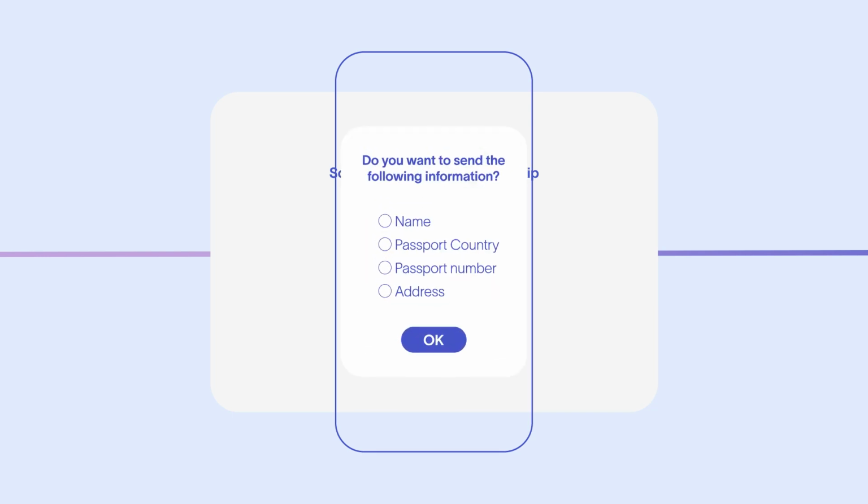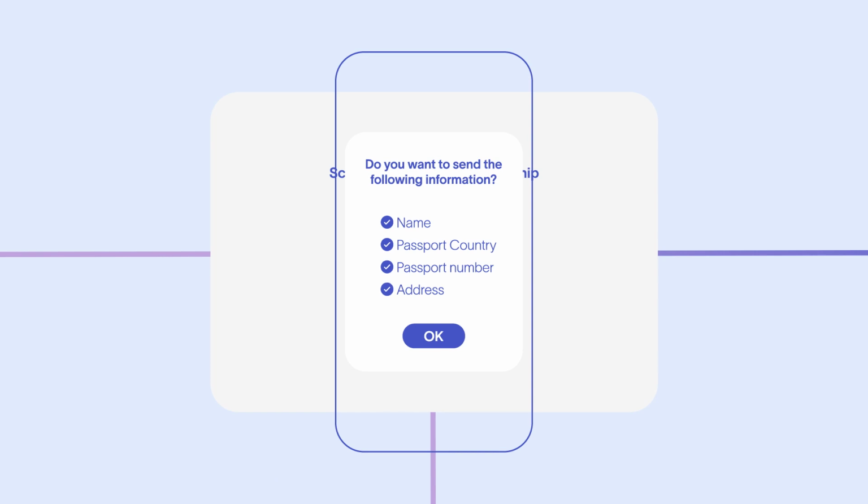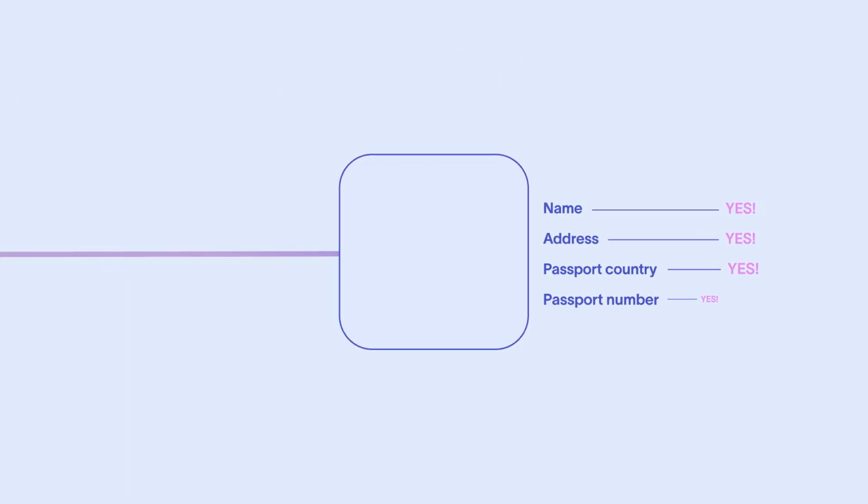A message will appear on your phone, and you'll be prompted to share and grant access to selective information within your vault. Choose to grant or decline access. If you've granted access, only the requested information will be shared from your vault.